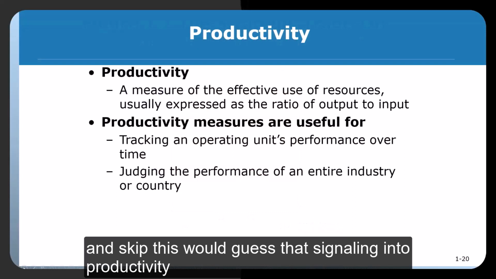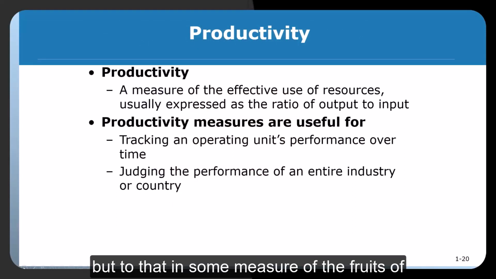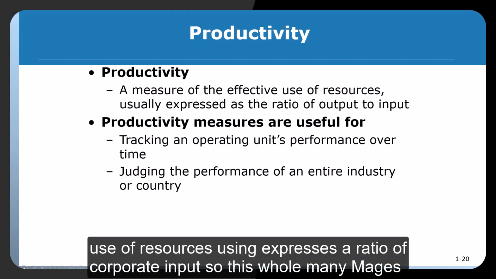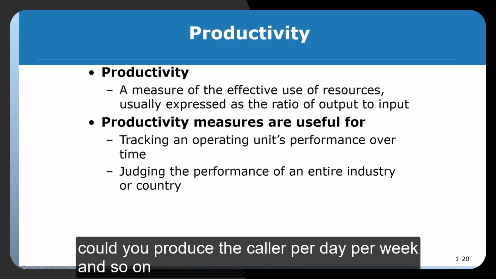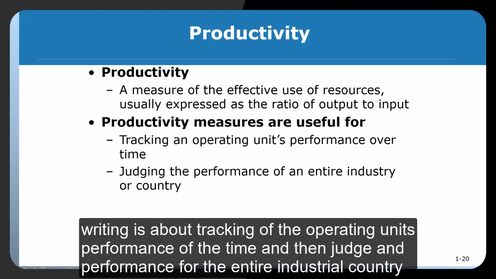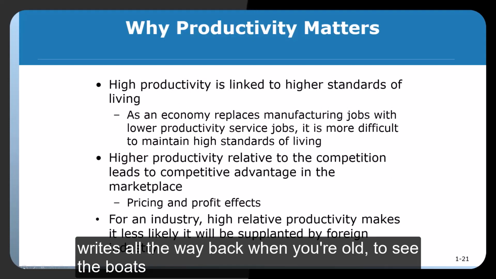So getting into productivity. Productivity is a measure of the effective use of resources, usually expressed as a ratio of output to input. So it's how many widgets can you produce per hour, per day, per week, and so on. It's about tracking an operating unit's performance over time and then judging the performance of an entire industry or country.